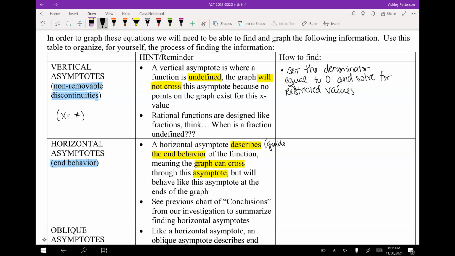And let's go ahead and put in guide there so we can remember that. How to find them, see the chart above. Because last class on Monday, we spent time filling that chart in, filling in the gaps, and playing around with them. Okay, so look back at that chart for your horizontal asymptotes.